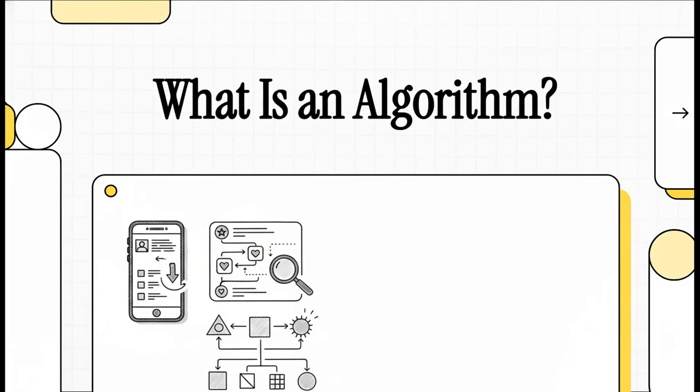Ever stop to think about how your phone sorts all your contacts just instantly? Or how your social media feed seems to know exactly what you want to see next? Well, there's this invisible order to our digital lives, a set of instructions running behind everything. So the question is, how does it all actually work?